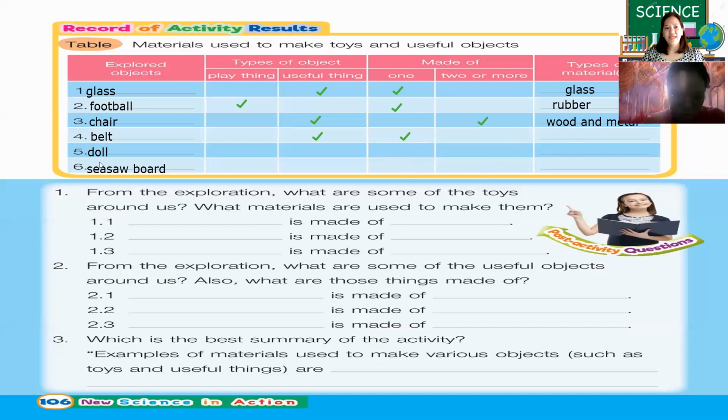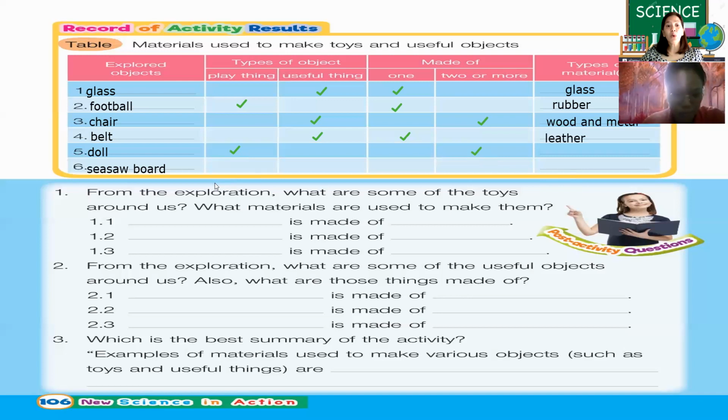Leather. Yes, we move on to number 5, doll. Do you have a doll? Is it a plaything or a useful thing? It is a plaything. We use it for playing. Made of two or more materials because we have the fabric, we have the rubber. Fabric and rubber.